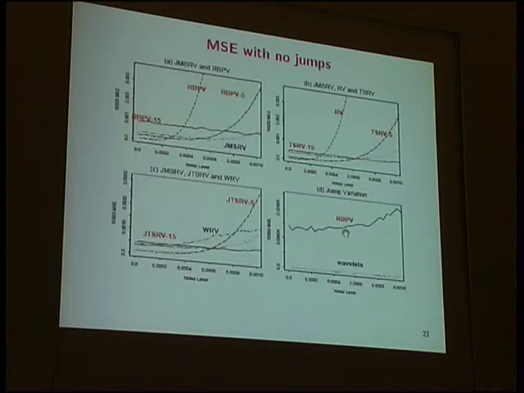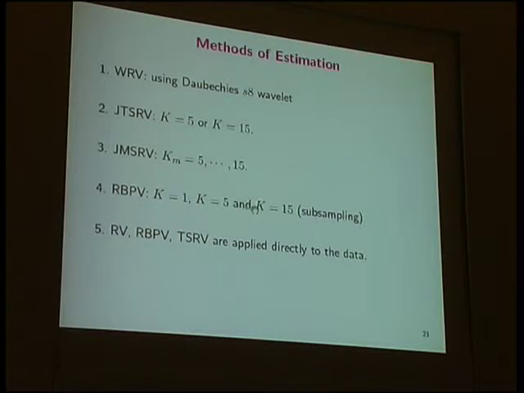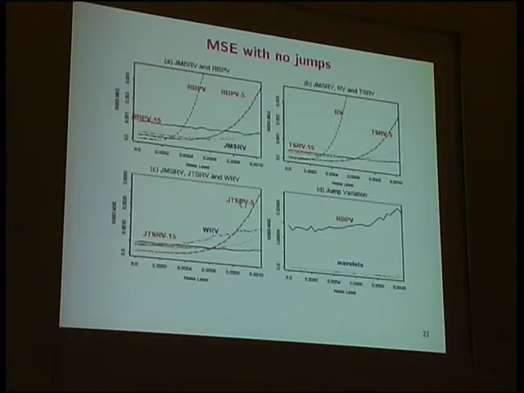Okay. And then of course I have the realized bipower. So I could use the original scale or further subsampling scales, like every 15 data points subsampling. And I could also apply realized volatility, realized bipower volatility and two-time scale directly to data without removal of the microstructure noise. So here is the result.